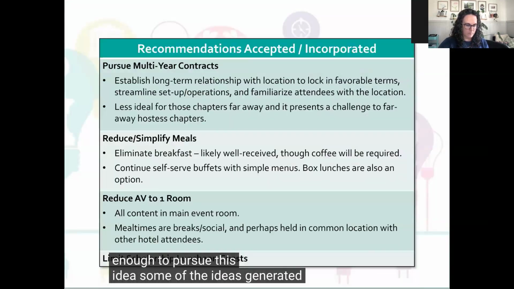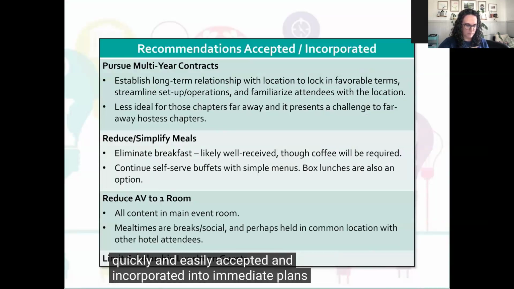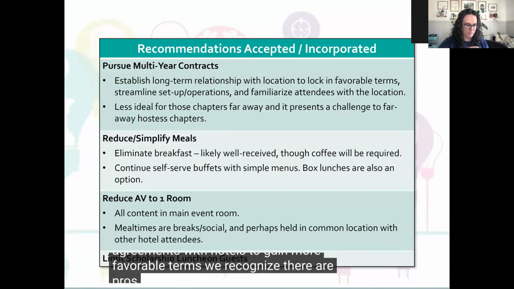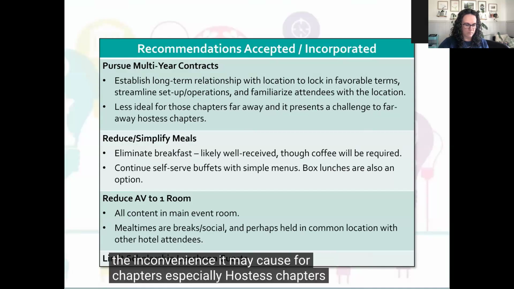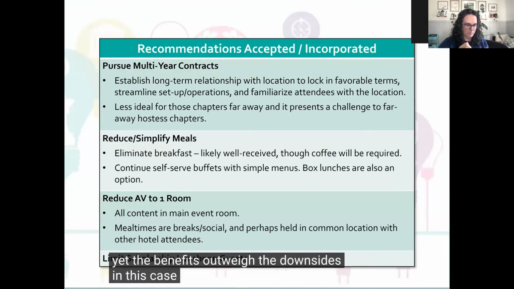Some of the ideas generated were quickly and easily accepted and incorporated into immediate plans. For example, we are pursuing multi-year agreements with hotels to gain more favorable terms. We recognize there are pros and cons to this idea, such as the inconvenience it may cause for chapters, especially hostess chapters, that are farther away from the location. Yet the benefits outweigh the downsides in this case.